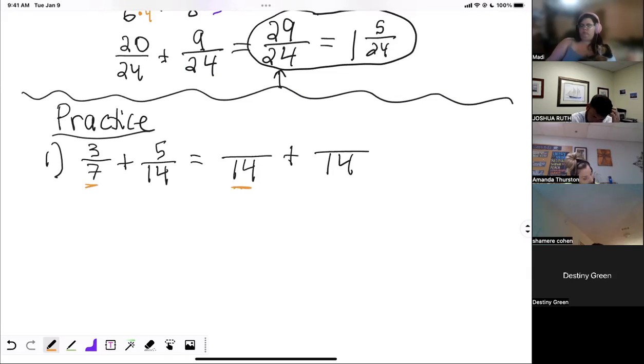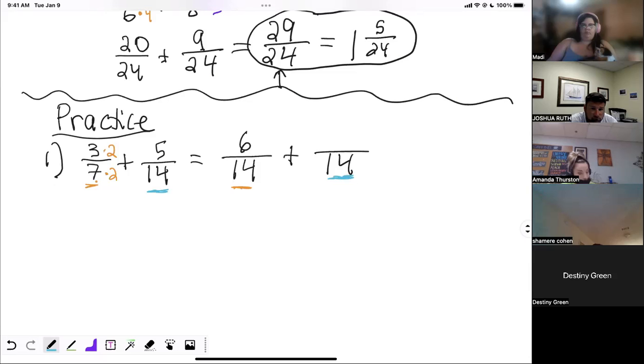What do I got to do? I have to multiply it by 2. A common denominator always has to do with multiplying. 7 times 2 is 14. That means I had to multiply the numerator by 2 to keep it the same fraction, just an equivalent fraction. That becomes 6.